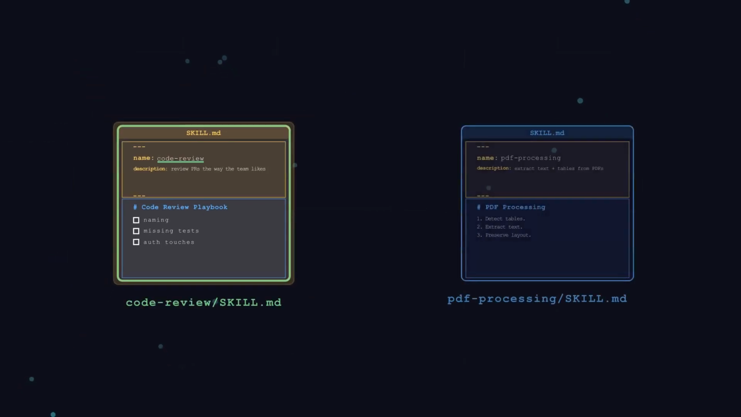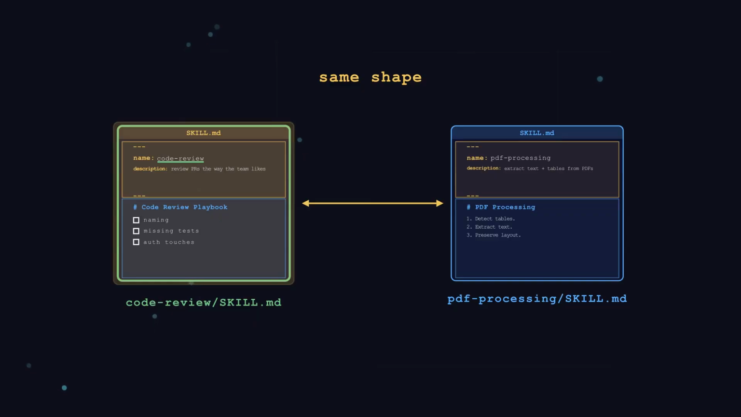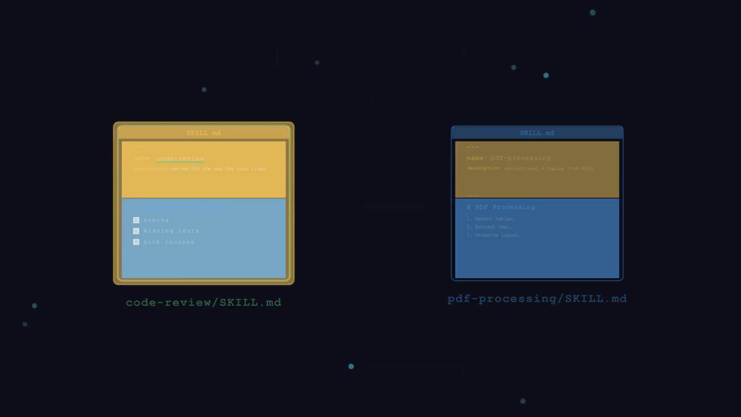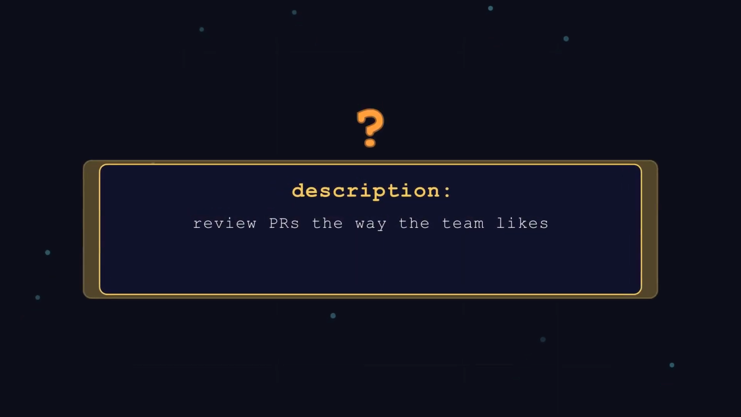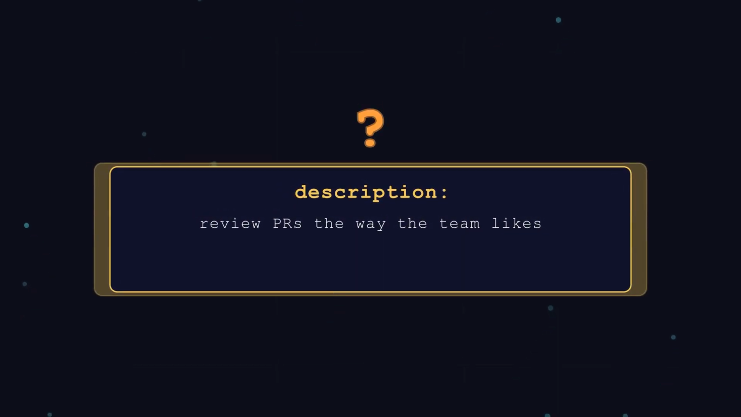Anthropic's PDF skill is shaped exactly the same way. Front matter at the top, instructions below, a couple of helper files off to the side. Layout is the easy part. The hard part is getting the description right, because the description is doing something most devs don't expect.